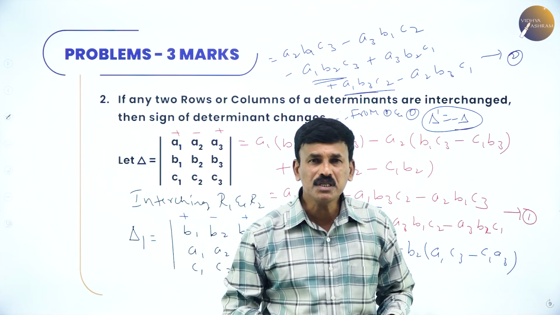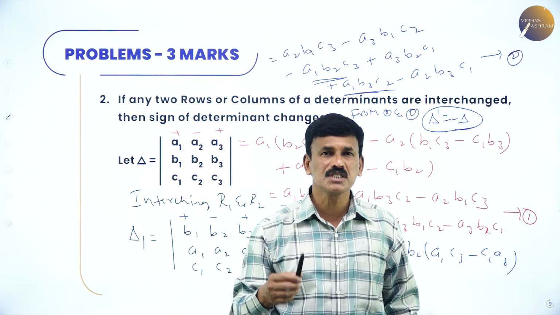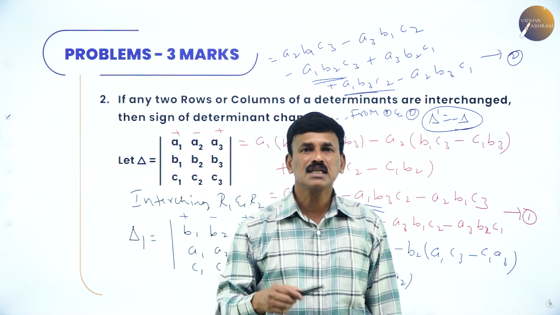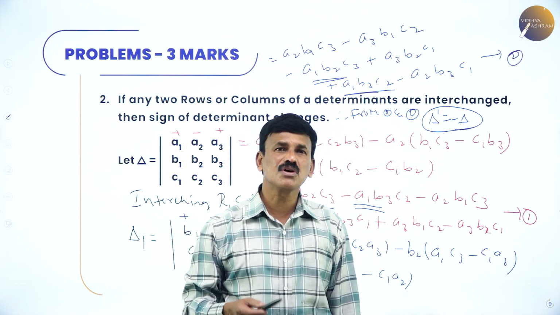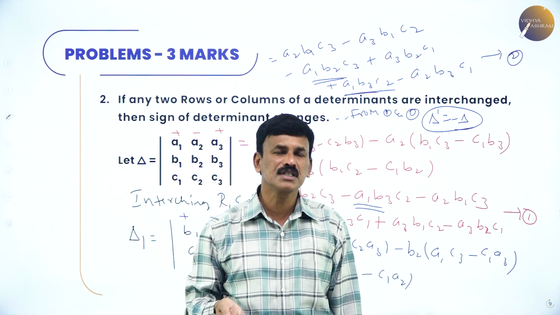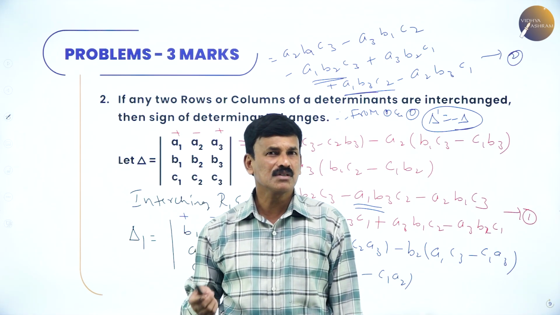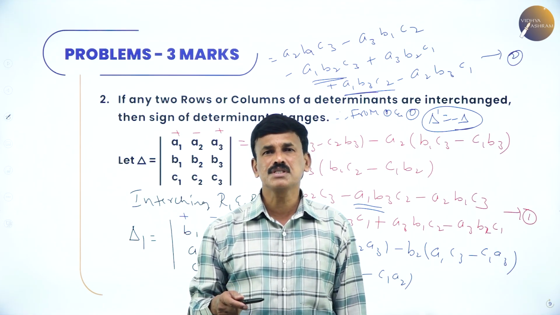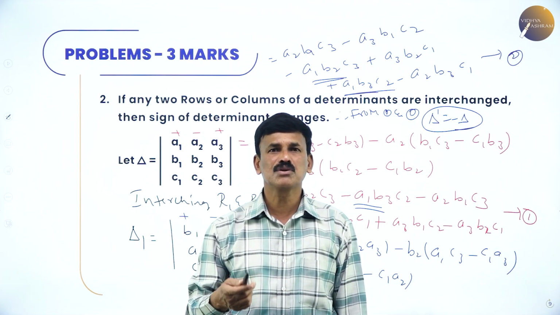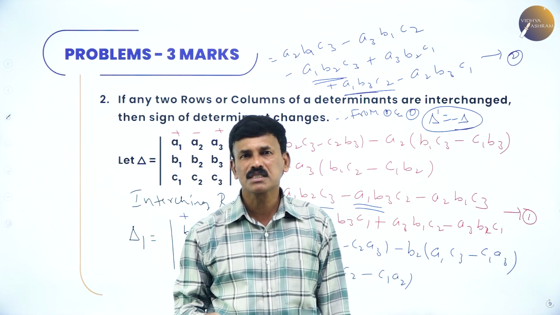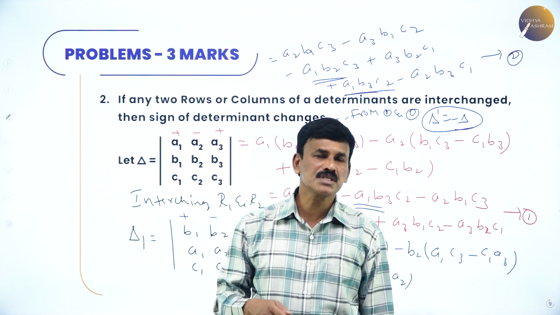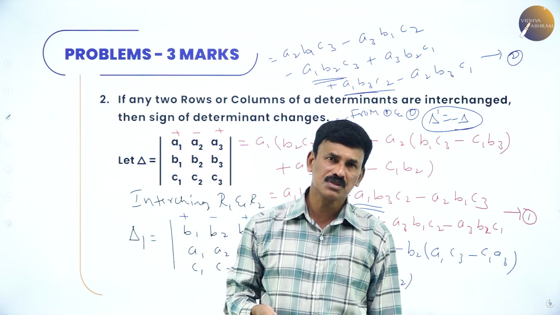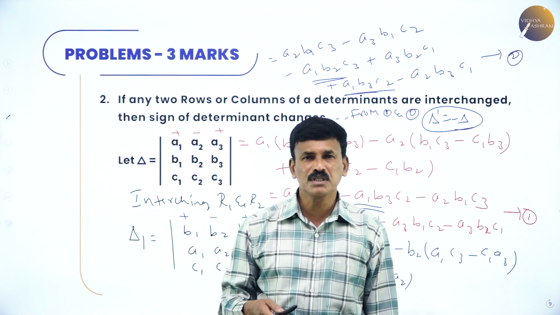So there are so many properties. Suppose if all the elements in a row or column are zeros, then the value of a determinant is equal to 0. Or suppose if any two rows or two columns are identical, then the value of a determinant is 0. If all the elements on one side of the principal diagonal are zeros, then the value of a determinant is equal to the product of the principal diagonal elements. Like that, there are so many properties.